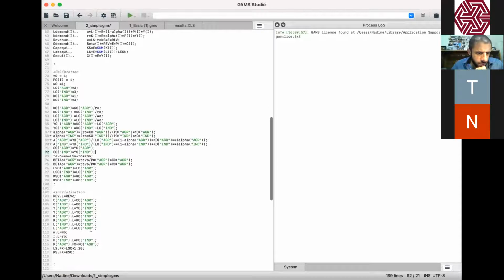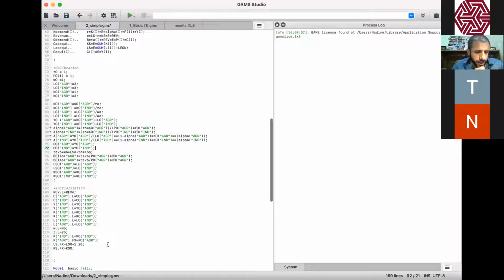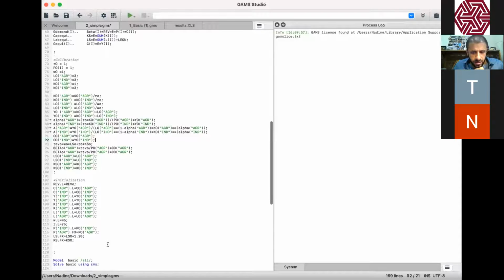Rev L, okay. So again, the same comment for consumption, Y, K, and L, and prices. They have to be just with an index I. No need to have the agra and ind. Okay. I thought for the prices there should be one of them. Just a second. Okay.